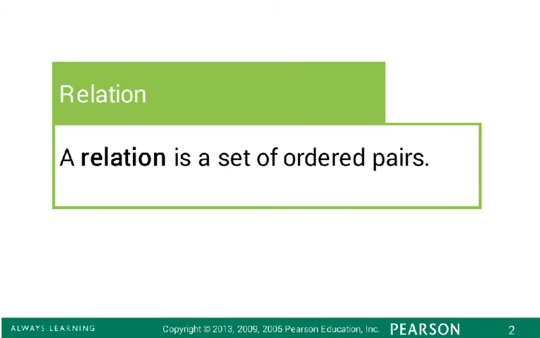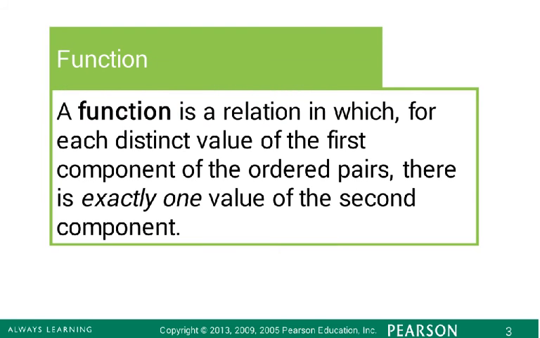Okay, this is the definition of relation. A relation is a set of ordered pairs. And that's it. So any ordered pair that you can think of is a relation. But not just any ordered pair or set of ordered pairs can be a function. So this is what a function requires.